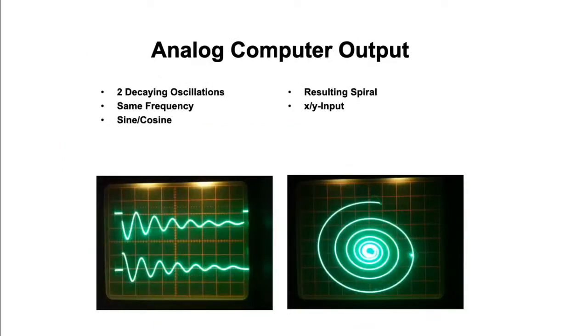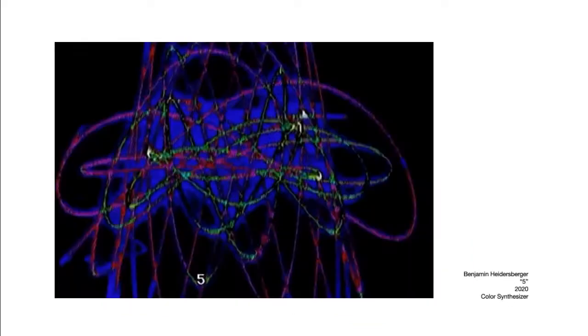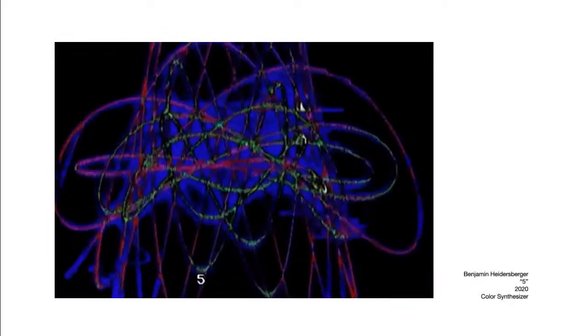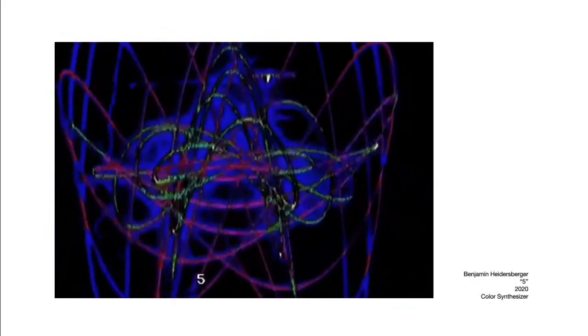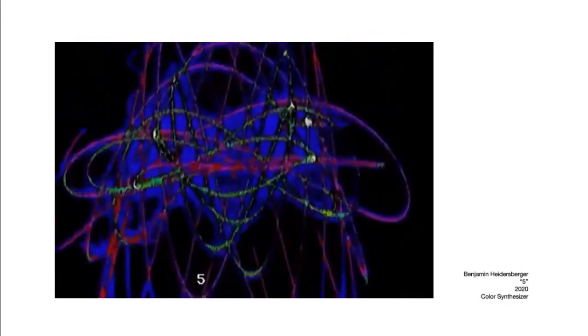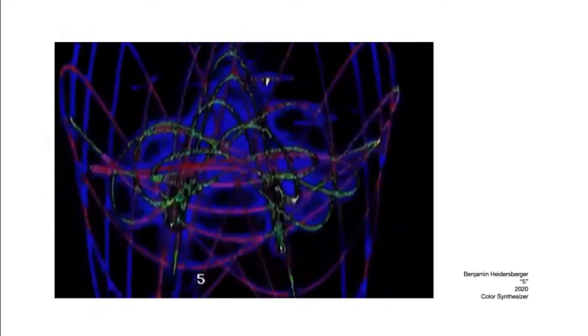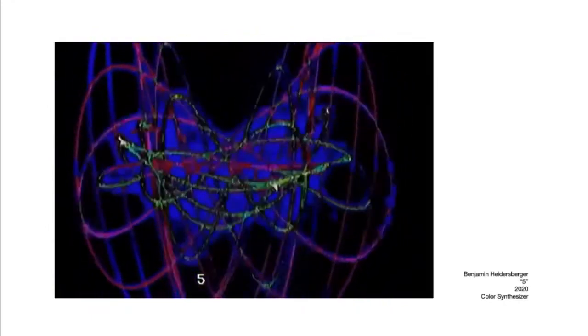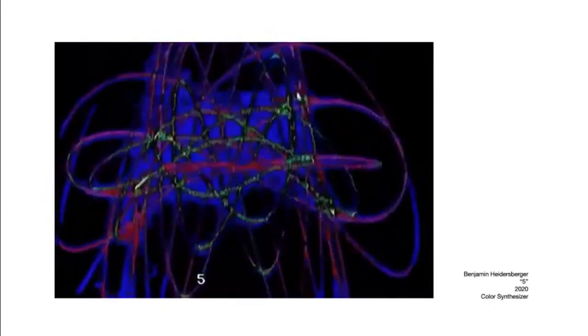This is the most simple output of such an analog computer: two decaying oscillations of the same frequency, phase shifted by 90 degrees, which is the inherent quality of such a filter. And if you put that on an XY oscilloscope screen, you get this spiral. Here we see some of my recent stuff. This is all running through some color synthesizer and different things. It's an ongoing project, so this was just a test for the kind of manipulation possibilities that I have now.